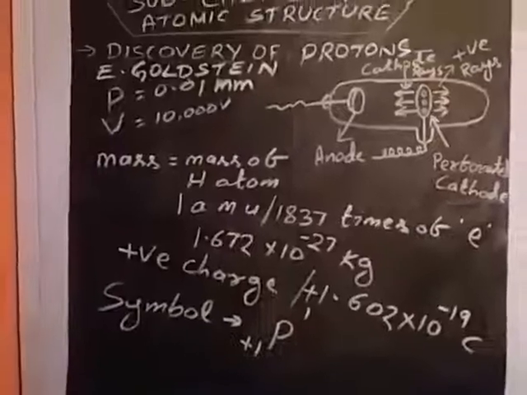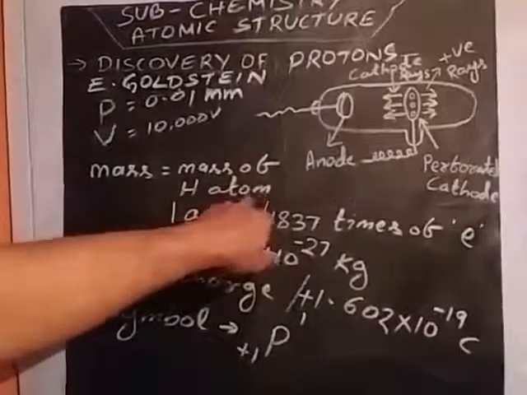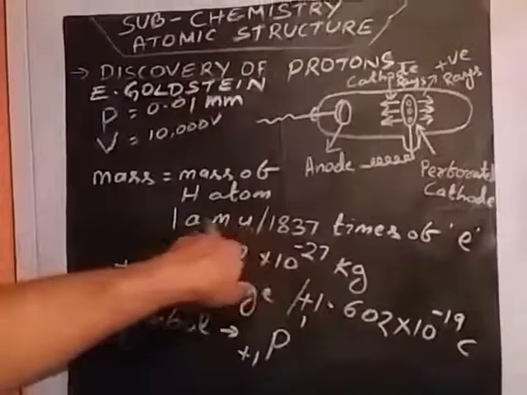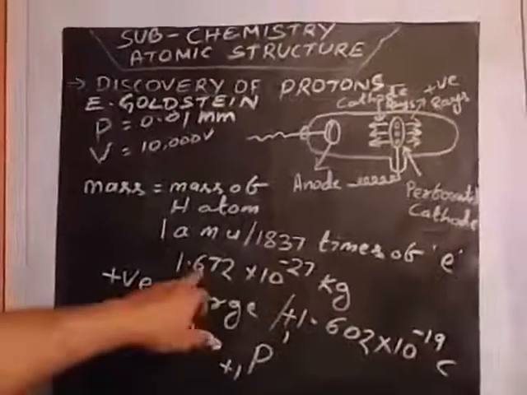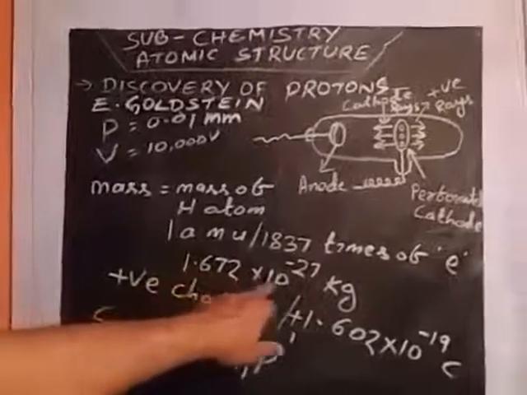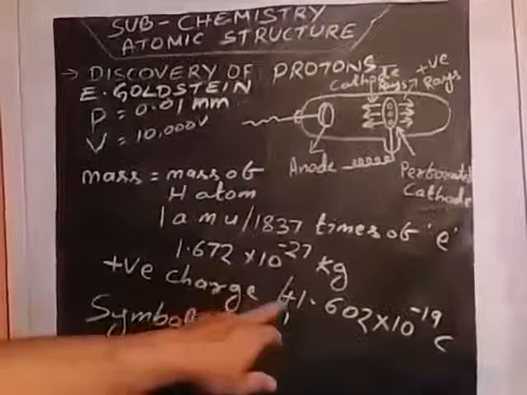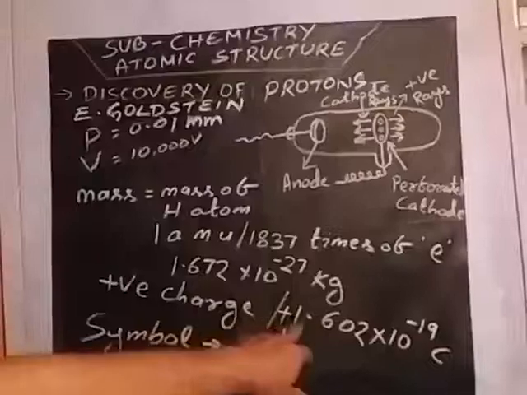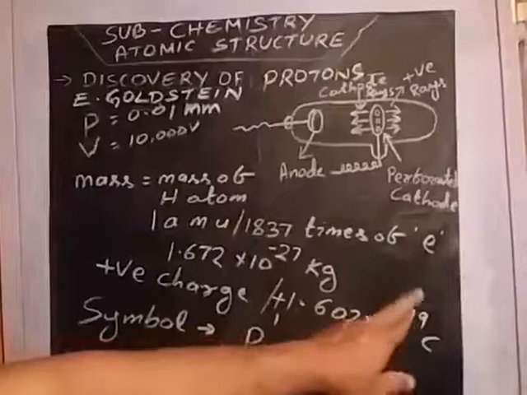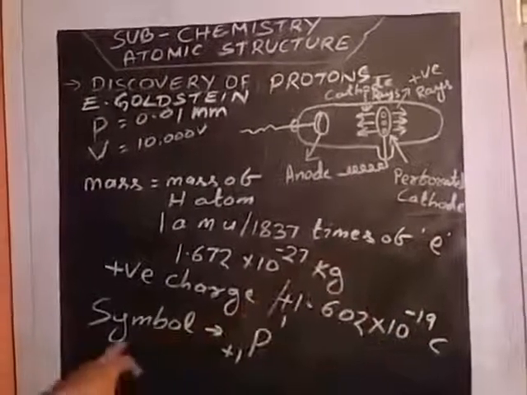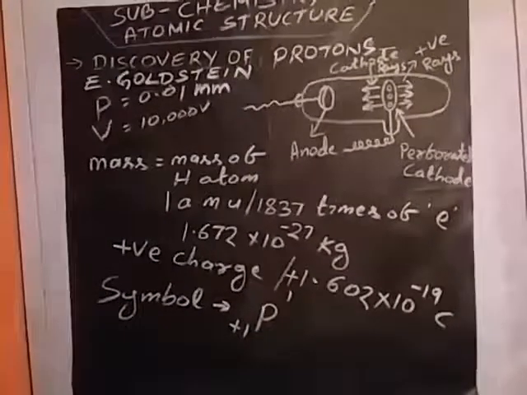Properties of protons: their charge is positive, but their mass is the mass of a hydrogen atom, one hydrogen atom, that is 1 amu, or atomic mass unit, 1837 times that of an electron. It is equivalent to 1.672 × 10^-27 kg. The charge is positive, with magnitude +1.602 × 10^-19 C, while in electrons it is −1.602 × 10^-19 C, the opposite charge. Symbol p: mass 1 and charge +1.